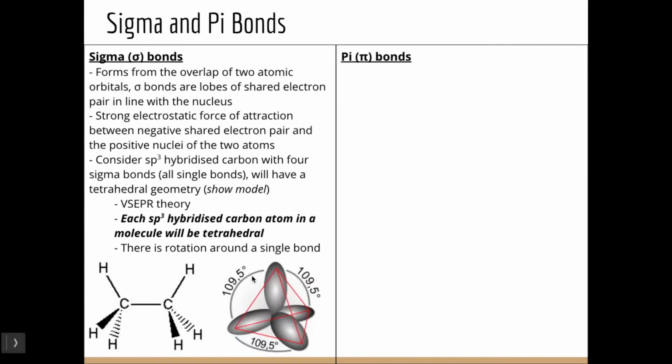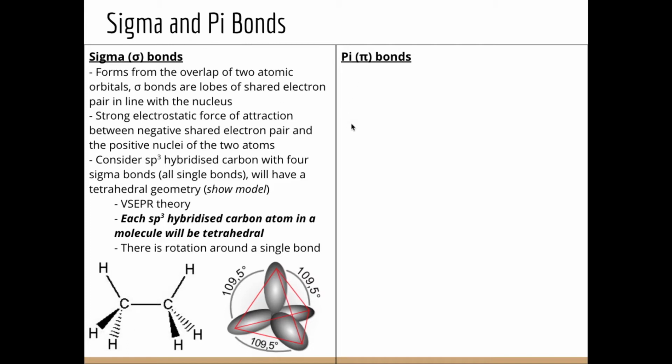All right, so if we were to draw this on a two-dimensional plane, as in this screen right here, we can show our tetrahedral with two on the same plane with the lines, one dash going behind, one wedge coming in front. All those bond angles will be 109.5 degrees for the tetrahedral geometry. Tetrahedral geometry is our sp3 hybridized carbons, all sigma bonds.